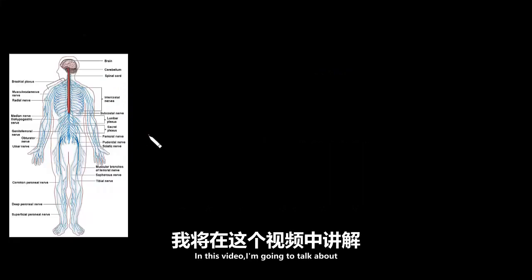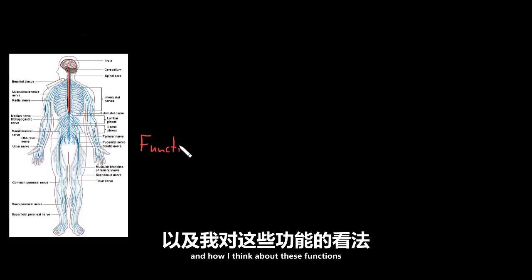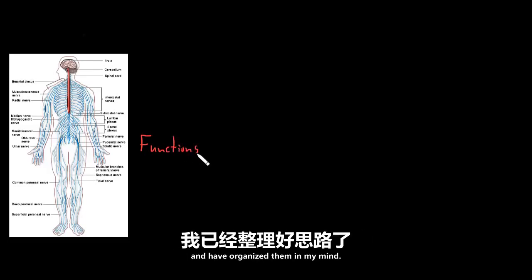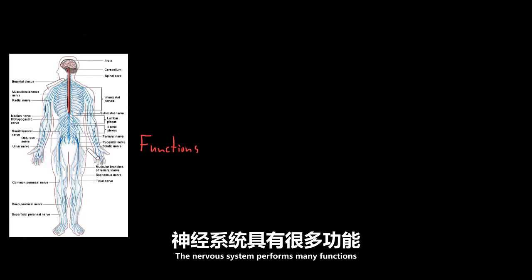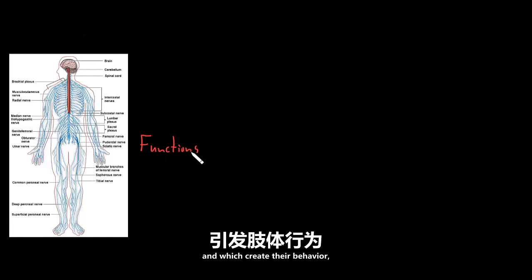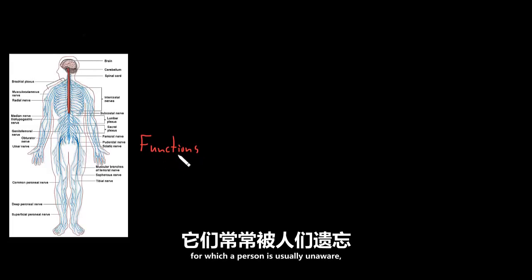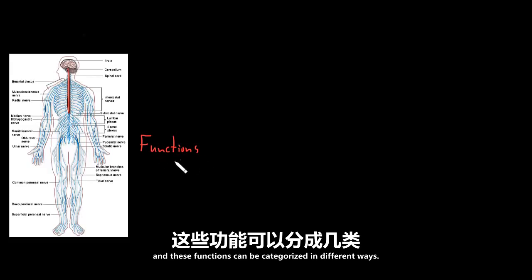In this video, I'm going to talk about some of the functions of the nervous system and how I think about these functions and kind of organize them in my mind. The nervous system performs many functions that allow a person to experience their life and which create their behavior, as well as many necessary functions of the body for which a person is usually unaware. And these functions can be categorized in different ways.